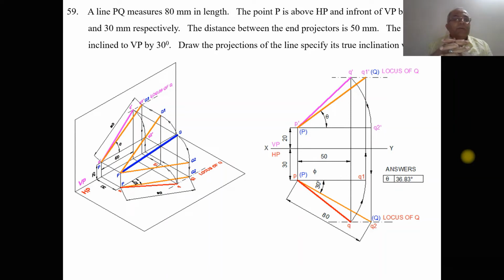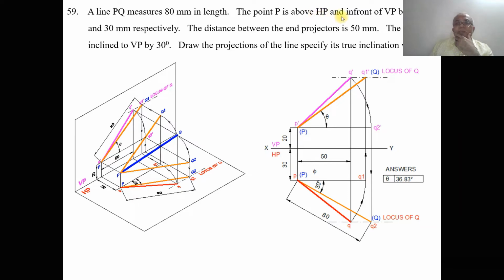Now, in this video, we are going to take up one more problem on projections of lines, problem number 59. How to solve this problem, how to analyze this problem in 3D, and also how to solve it by using the sketchbook. So, problem number 59: a line PQ measures 80 mm in length.